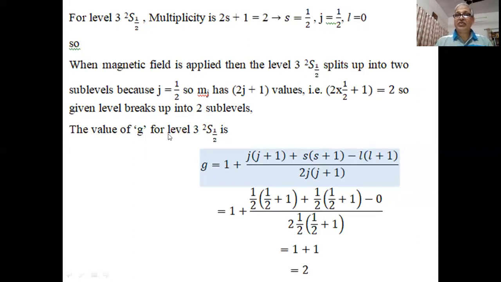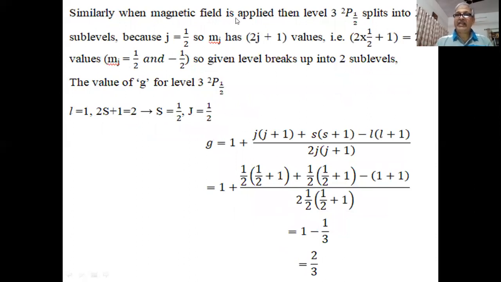The value of g for level 3 2S 1/2 is given by using the Lande g factor: g equals 1 plus [J(J+1) plus S(S+1) minus L(L+1)] upon 2J(J+1). Now we substitute J equal to half, S equal to half and L equal to 0 in this expression, and we get g equal to 2. So the value of g for the level 2S 1/2 is 2.